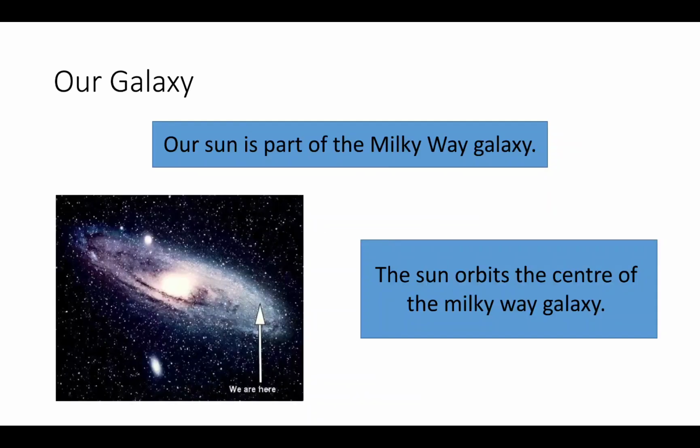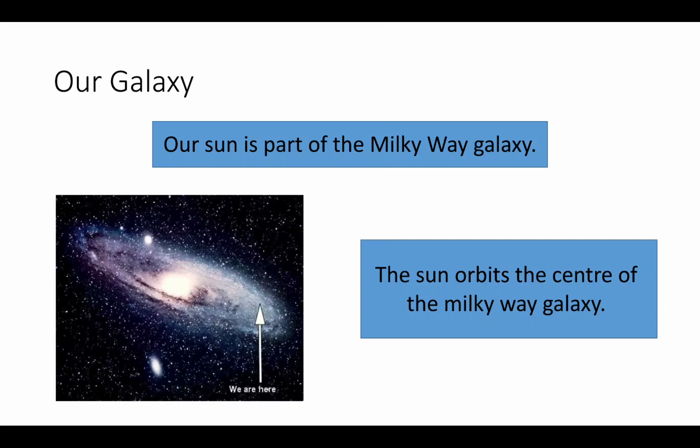Right, then our galaxy. So our sun is part of the Milky Way Galaxy. That's obviously an artist's impression of what the Milky Way Galaxy looks like, and we are here, which is a tiny speck of light, which is just one individual star. The number of stars in the Milky Way Galaxy is up to 400 billion, which is obviously a lot.